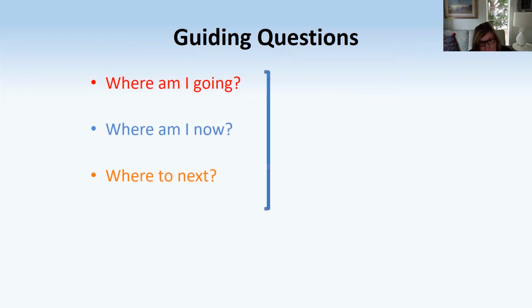And the idea of these three questions is that they help close the gap. The idea of the gap comes from Royce Sadler, an Australian scholar, in a seminal paper he wrote in 1989.